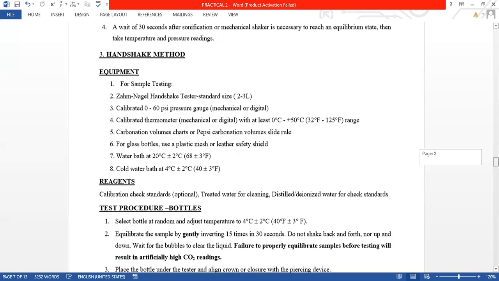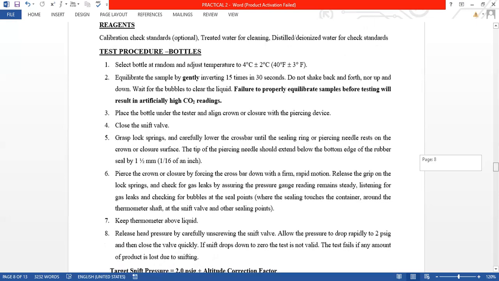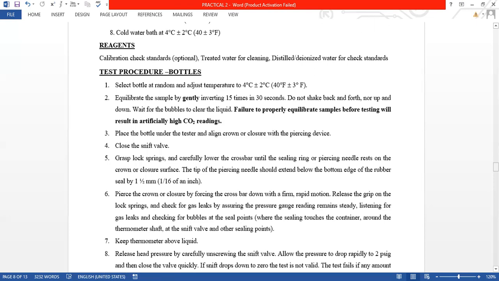This is the handshake method, in which the reagents include calibration check standard, treated water for cleaning, and distilled or deionized water for the checking standard. Test procedure for the bottles. Select the bottle at random and adjust the temperature to 4 degrees to 2 degrees.